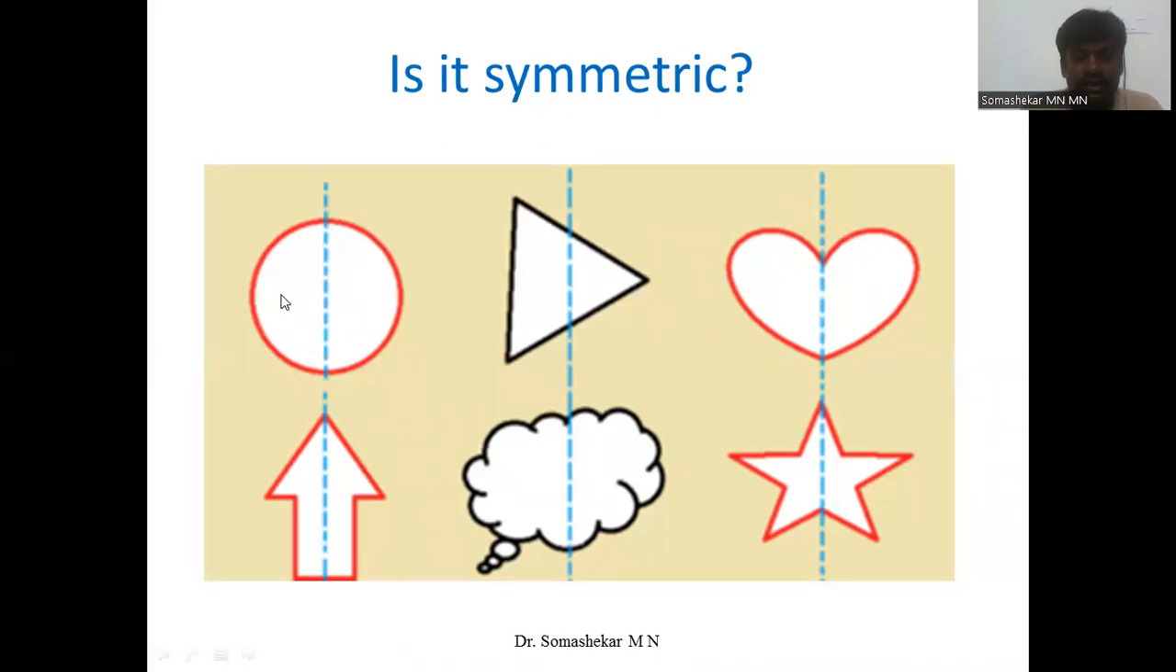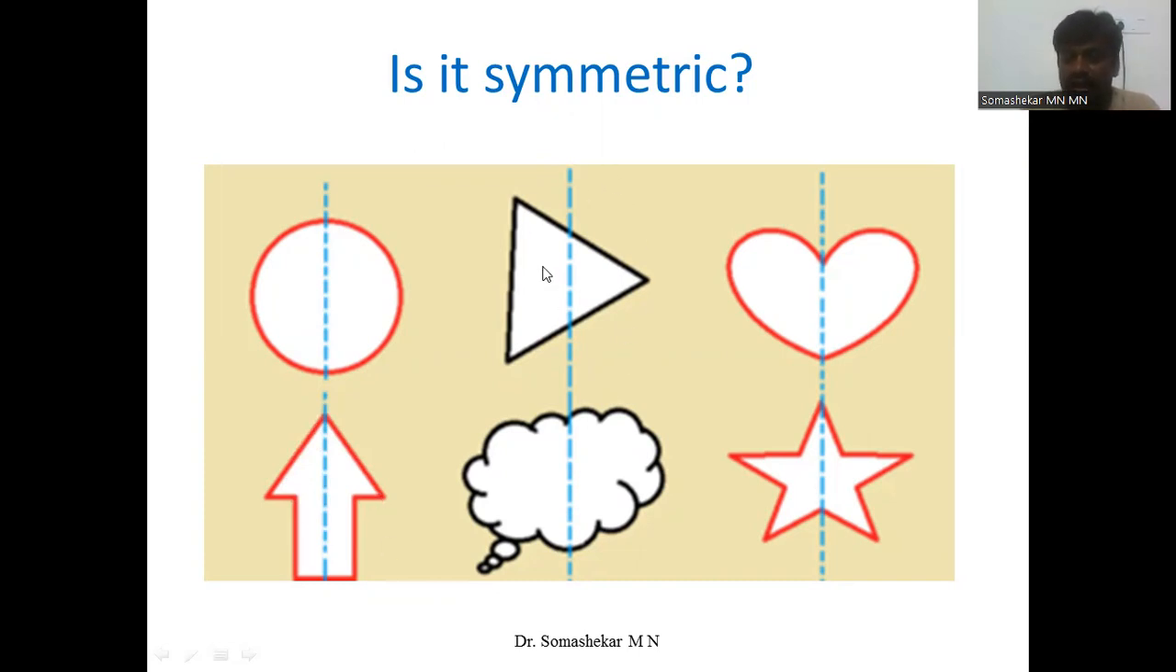So here I have taken a circle. You can cut it into several pieces, so you will find a symmetric nature. Same way, an arrow: if you cut it into two pieces, then you will find a symmetry. Otherwise, if you cut it into four or any more than two pieces, you won't find any symmetric nature.